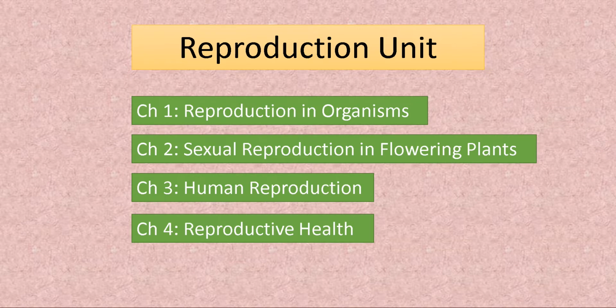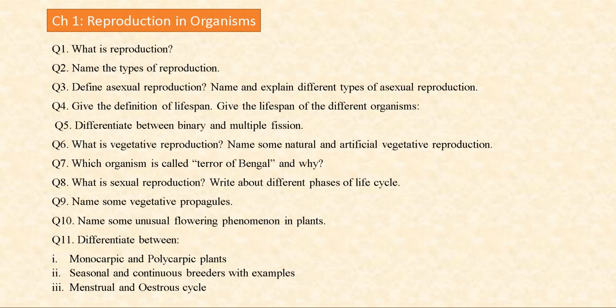So chapter wise I will discuss the important topics which you need to cover for preparing for the class 12 biology board exam. In chapter 1, the main important topics you need to read are: what do you mean by reproduction, what are the main types of reproduction, what is the definition of asexual reproduction, and also you need to read about the different types of asexual reproduction with their proper explanation and examples.